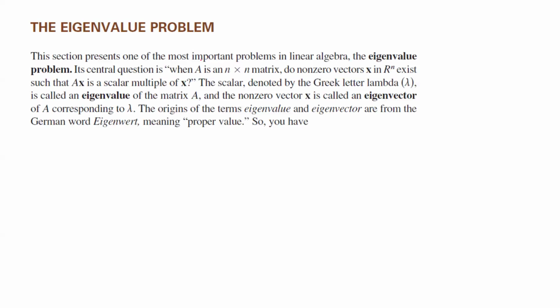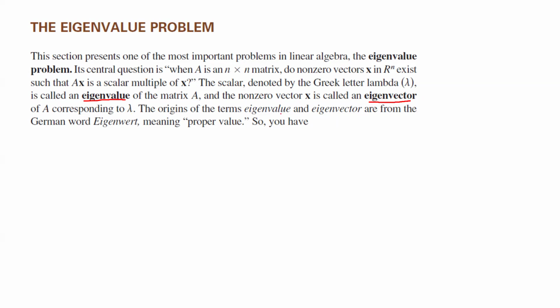The eigenvalue problem. In this section, we're going to talk about the important topic of eigenvalue and eigenvector. A central question is, when A is an n by n matrix, do non-zero vectors like x in n-space exist such that A times x is a scalar multiple of x? The scalar, which is denoted by the Greek letter lambda, is called an eigenvalue of matrix A, and the non-zero vector x is called an eigenvector of A corresponding to lambda.